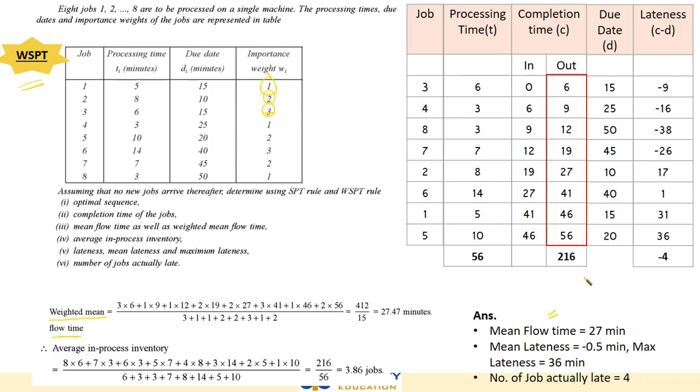How did you calculate flow time in SPT? Mean, the summation of completion time divided by number of jobs. So it will be the same over here, 216 divided by 8. So we will find the mean flow time.